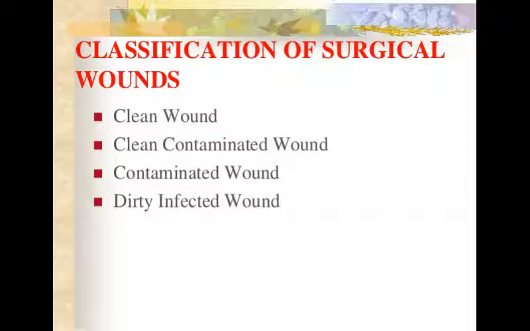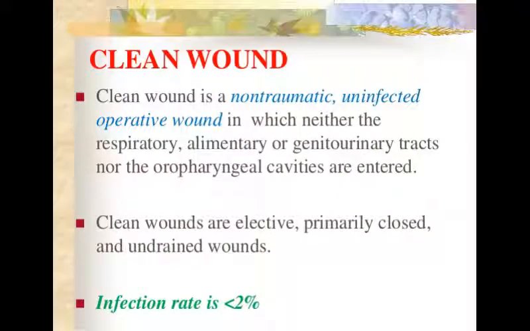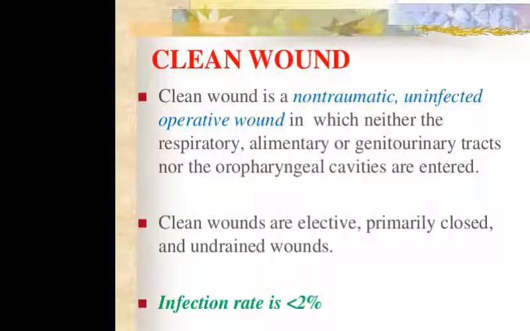And on the basis of surgical classification, they are clean wound, clean contaminated wound and dirty infected wound. Clean wounds: the infection rate is less than 2%. A clean wound is a non-traumatic, uninfected operative wound in which neither the respiratory, alimentary or genitourinary tracts nor the oropharyngeal cavities are injured. Clean wounds are elective, primarily closed and undrained wounds.